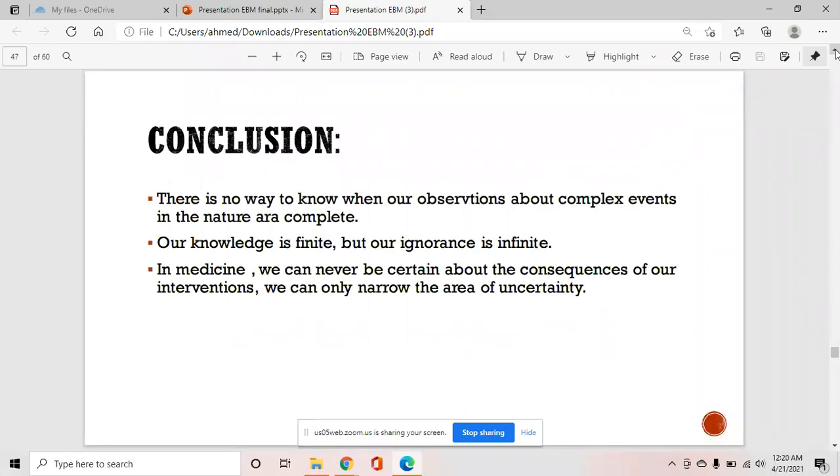Conclusion. There is no way to know when our observation about complex events in nature is complete. Our knowledge is finite, but our ignorance is infinite. In medicine, we can never be certain about the consequences of our interventions. We can only narrow the area of uncertainty.